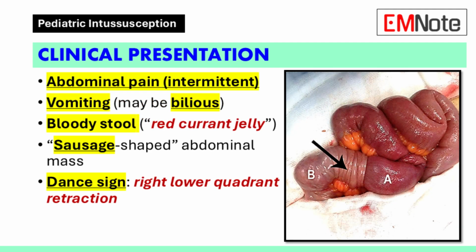Patients typically present with intermittent abdominal pain, a hallmark of this condition. Vomiting often occurs and may contain bile, signaling a more advanced obstruction. Bloody stool, sometimes described as resembling red currant jelly, is another key sign. On examination, a sausage-shaped mass may be palpable in the abdomen. Additionally, the dance sign, retraction of the right lower quadrant, can offer a diagnostic clue. These features demand swift recognition in clinical settings.